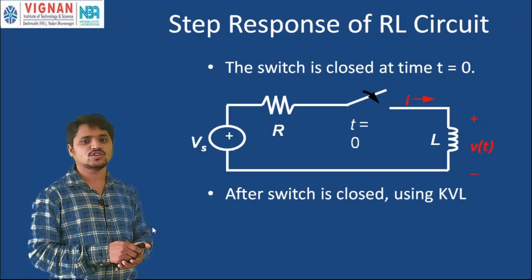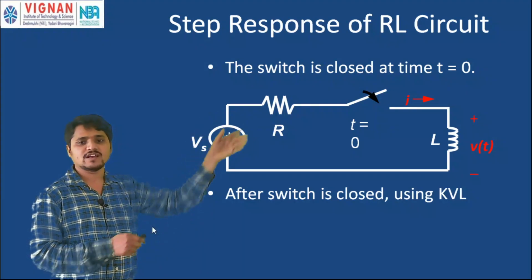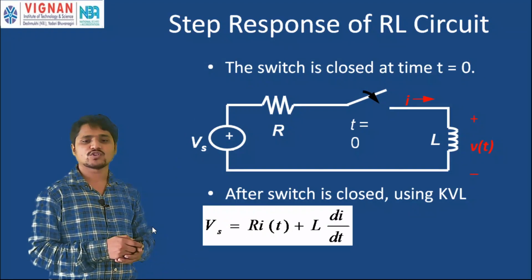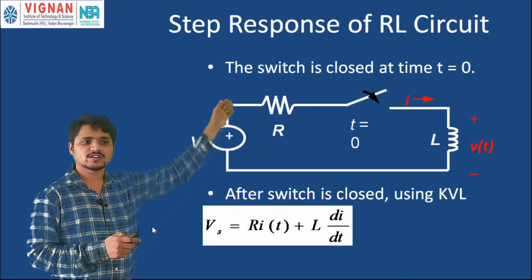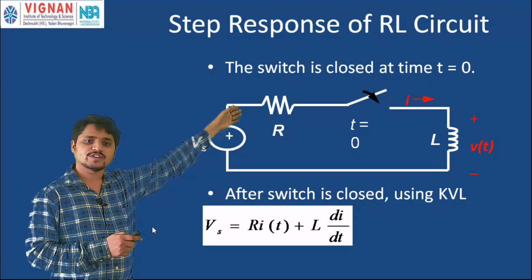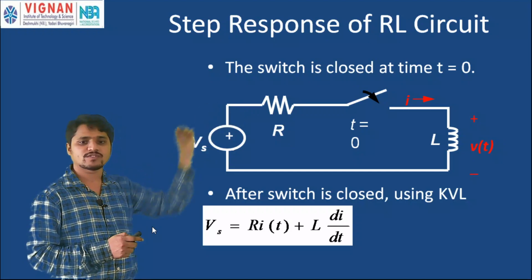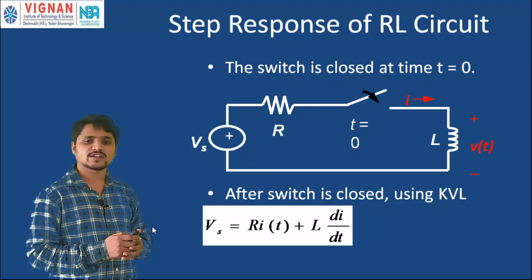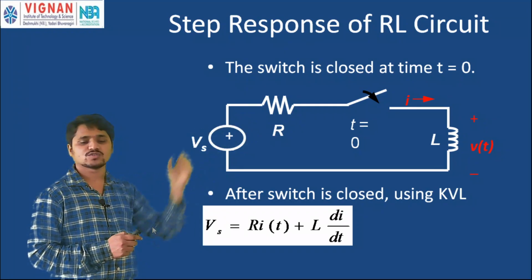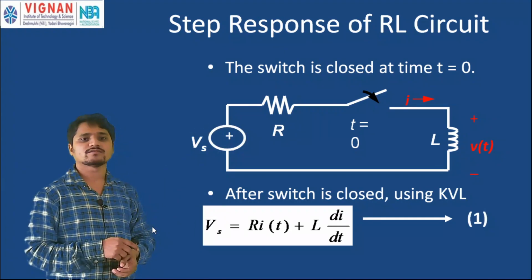So after the switch is closed, we apply KVL in this loop. Therefore, you will get Vs equal to the voltage drop in the resistor, that is R into i of t, plus the voltage across the inductor, L into di by dt. So this is equation number 1.